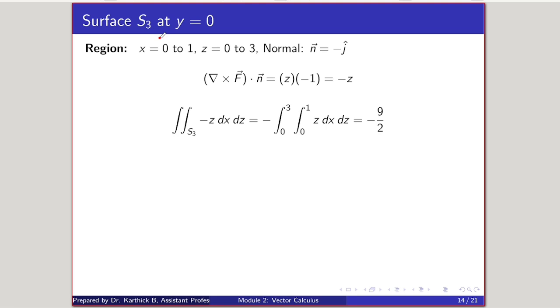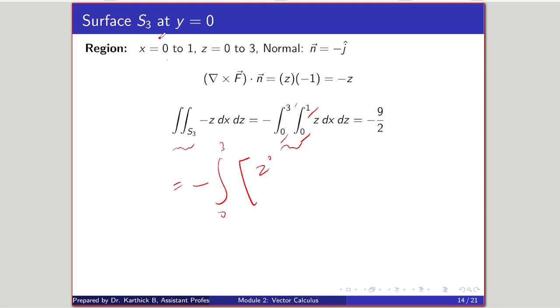Then we have to go for the same procedure, the double integral process, z dx dz, with x value 0 to 1 and z value 0 to 3. The same integration process. So already there is minus z. So minus 0 to 3. I will evaluate this.